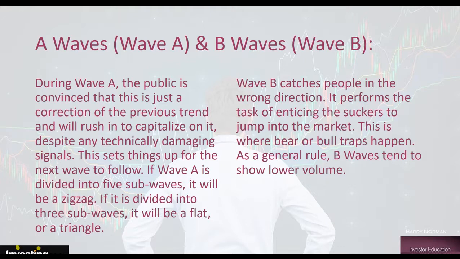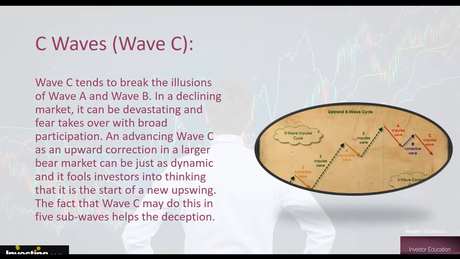Wave B catches people in the wrong direction. It forms the task of enticing the suckers to jump into the market. And it's very, very true. This is where bull and bear traps happen. As a general rule, B waves tend to show lower volume. Okay. B waves at this point are where the professional buyers have exited the market. They're waiting for all of these crazy people to keep buying so they can sell, because they need to have buyers for them to sell.